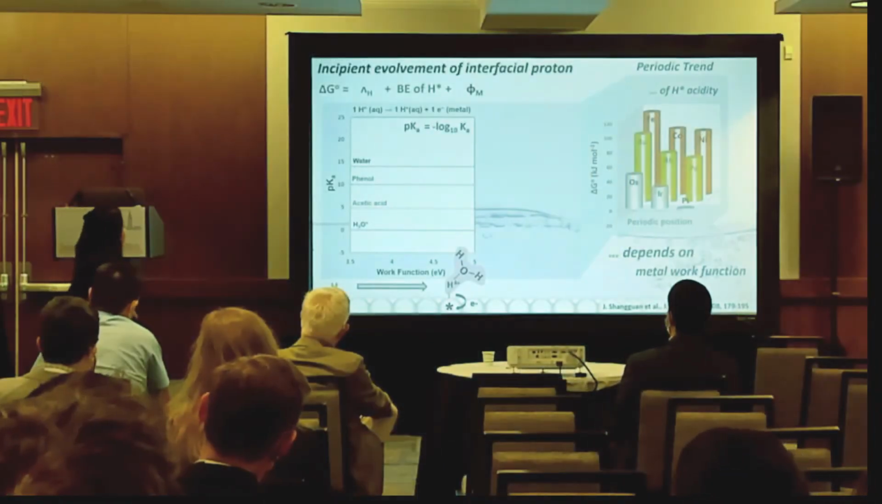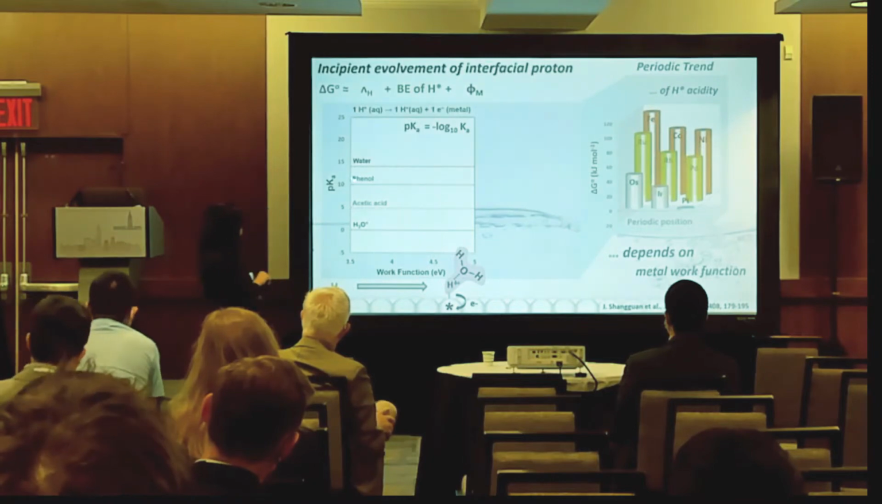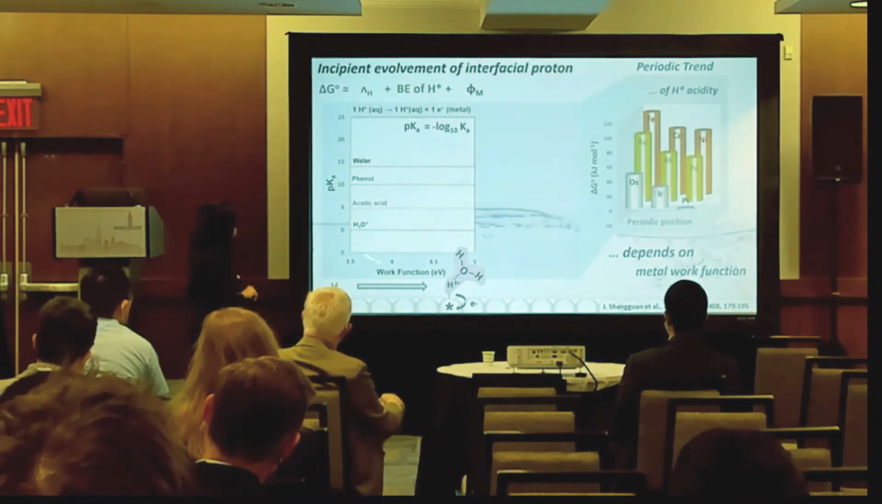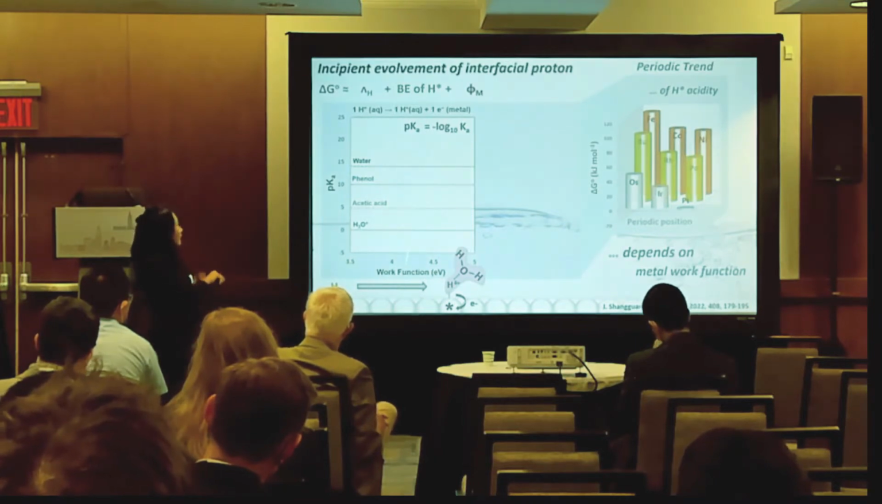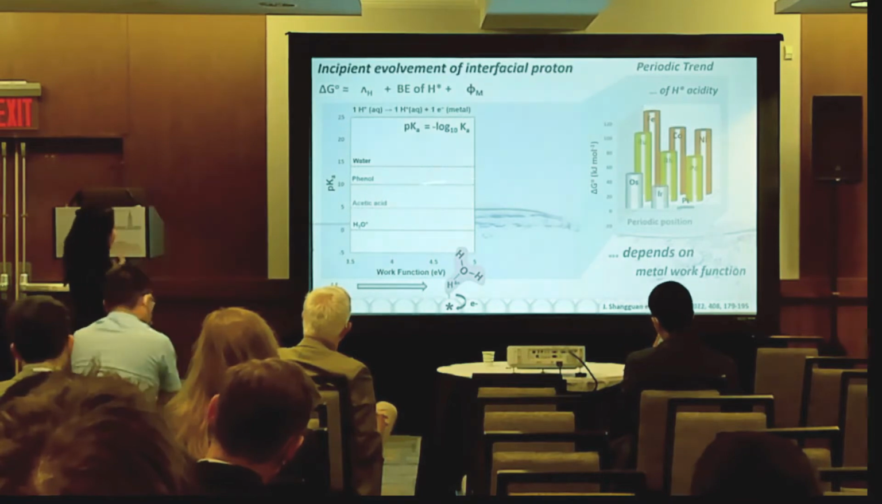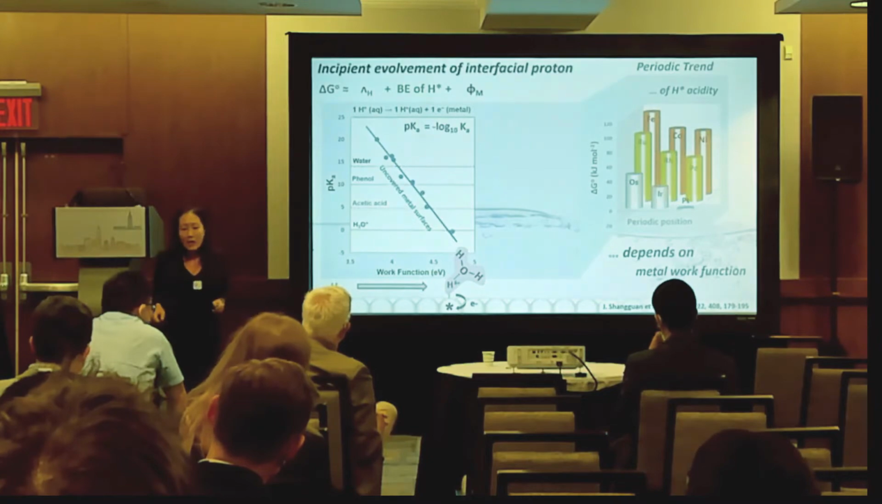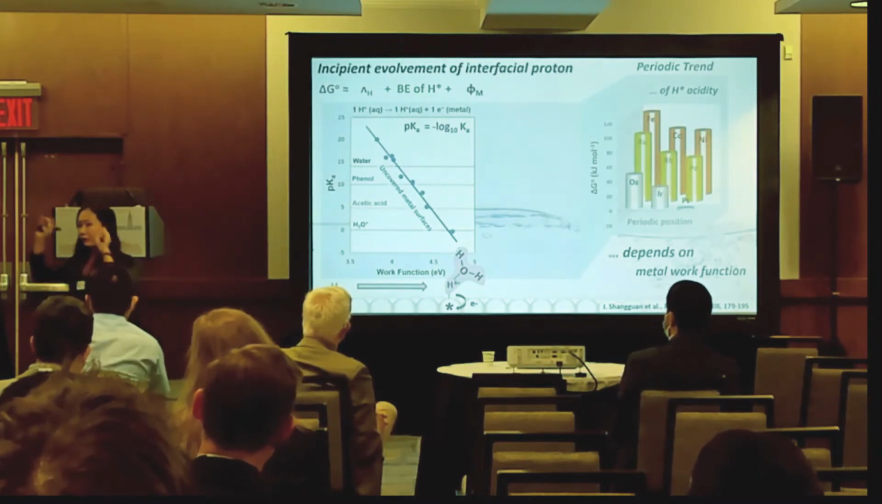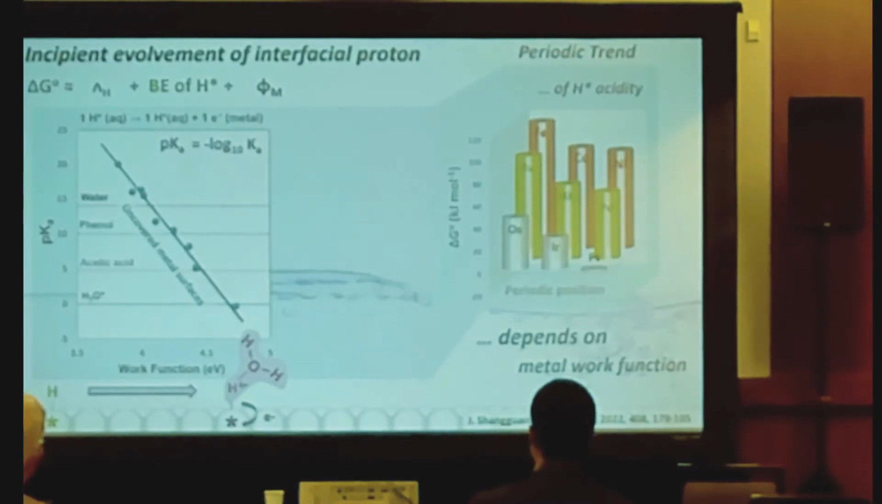Here is the pKa value of different homogeneous species: water, phenol, acetic acid, and hydronium ion. Of course, they don't depend on the work function. Next, we overlay this number, the delta G, back-calculate the pKa, and plot it over here. One could see that the uncovered acidity for one hydrogen on the metal-water interface is related to, and a single-valued function of, the work function of the metal.